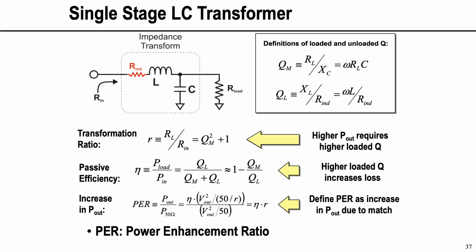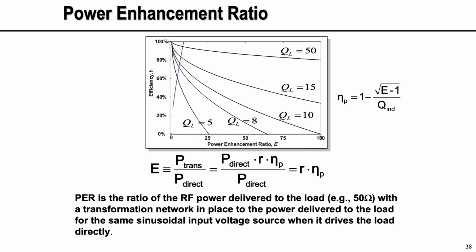And then the power enhancement ratio, or PER, which is the ratio of P out to what we get from a 50 ohm load. So this is the denominator, P 50 ohm, the power that your transistor would deliver directly to a 50 ohm load without this network. Now if you put this network in, you of course get more power because you've done an impedance transformation. That ratio, you can easily show, is a product of eta and R, the efficiency and the transformation ratio. Now, the interesting thing is shown here.